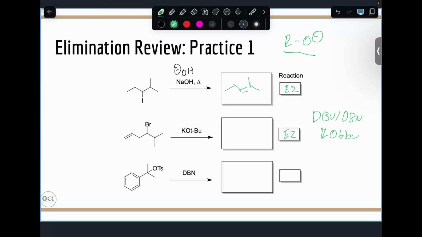And is KOtBu big or small? Big, yes. So it's going to go on the less substituted side, forming this. And then I already said this, DBU and DBN, E2. So are DBU and DBN big or small? Yes, small. And that will form this.